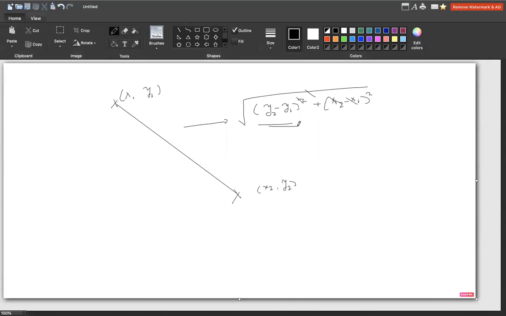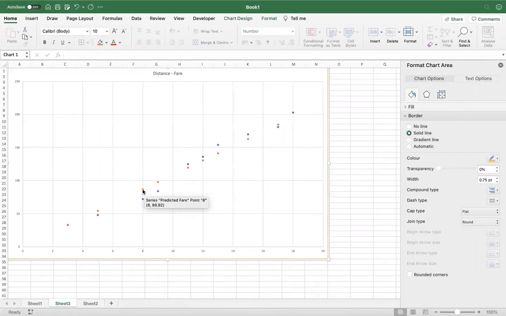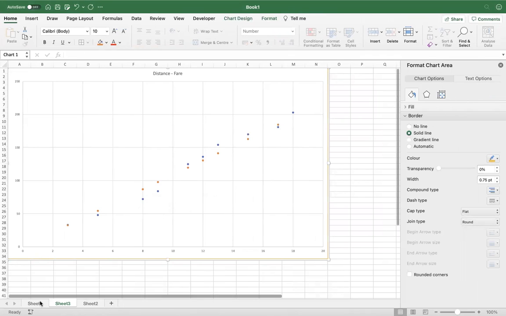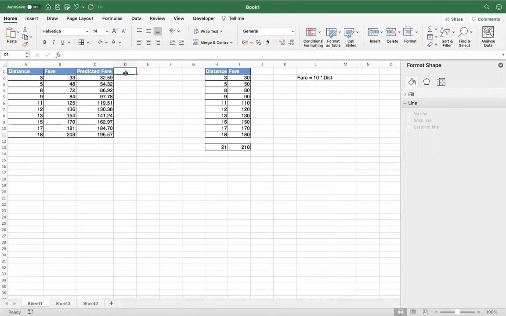Then what is remaining? y2 minus y1, which is nothing but this point minus this point: the predicted 86.92 minus 72. So that is called our error, our error in terms of prediction. That is the predicted fare minus actual fare. Agreed? Do you see that sometimes my predicted fare is greater than actual, sometimes it is less? That will definitely give us a problem while we are calculating an average error, because the positives and negatives tend to cancel out, right?